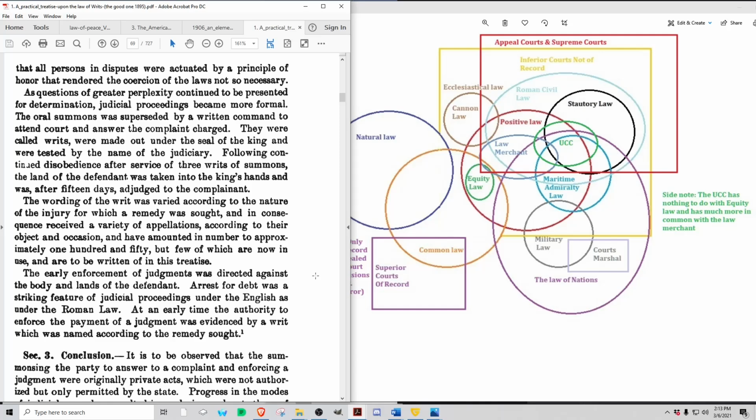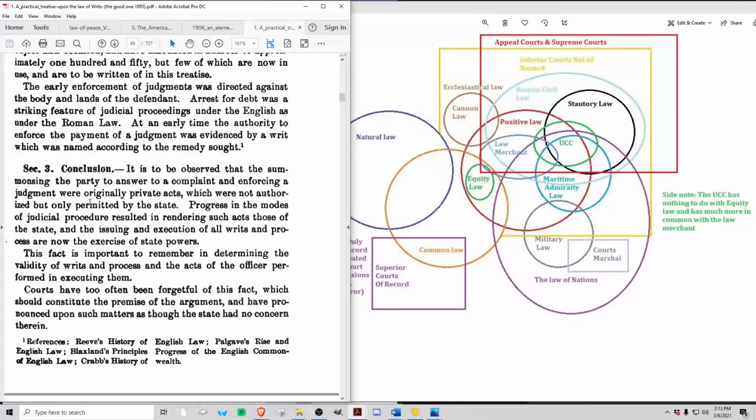Surprise, surprise. So to continue, the wording of the writ was varied according to the nature of the injury for which the remedy was sought, and in consequence received a variety of applications according to their object and occasion, and amounted in number to approximately 150. So there were a lot of different writs at one point, but few of which are now in use and are to be written of in this treatise. So that's English process for you.